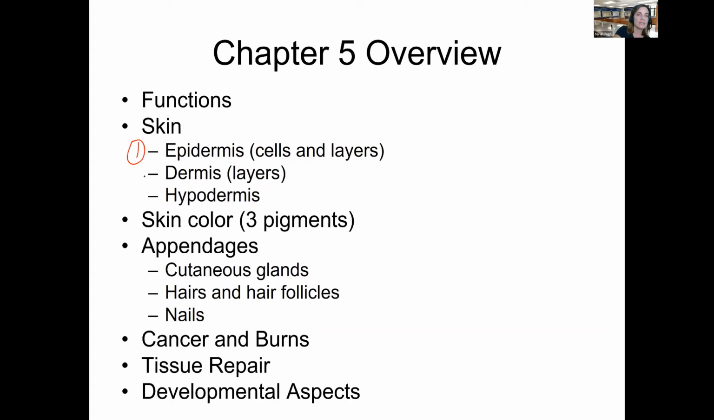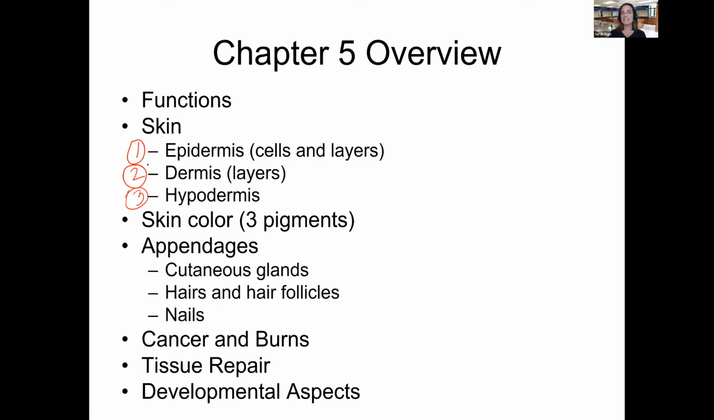Just under that, we have our dermis. The dermis is made of connective tissue. And then just under that, we have the hypodermis, and the hypodermis is made of fat. So we're going to walk through each of those 3 layers. We'll talk about the tissues in there, some of the different kinds of cells, and some of the characteristics that we find.